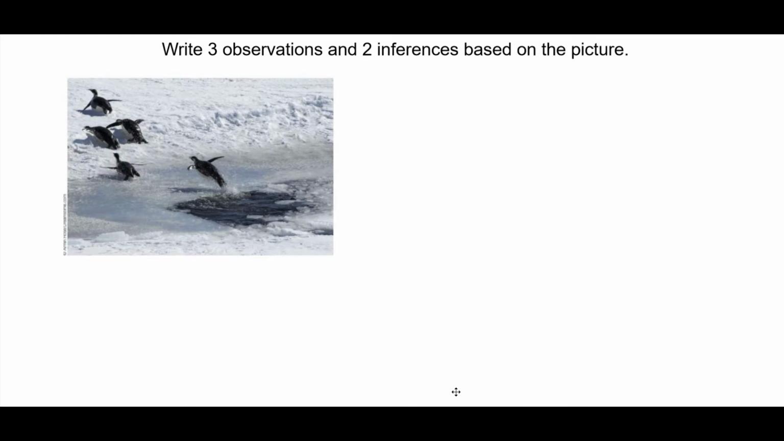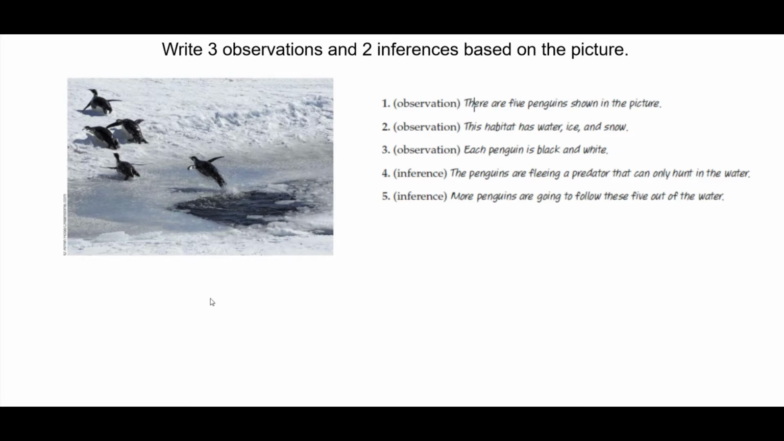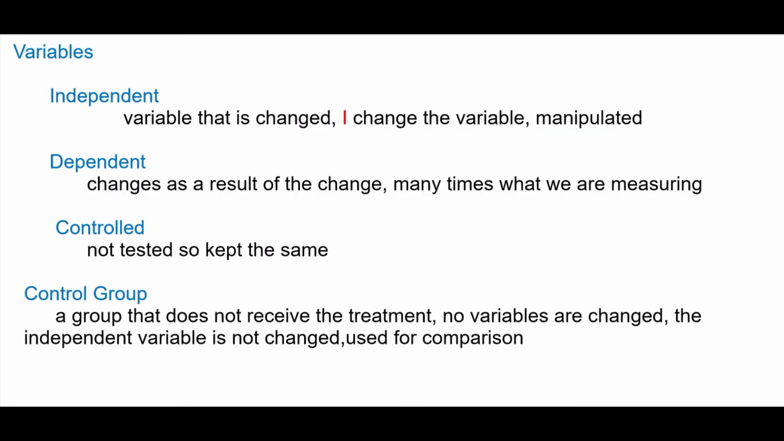Let's try it again. Here's the picture, and I would like you to again write 3 observations and 2 inferences. So it looks like there are 5 what appear to be penguins, and we have some water, ice, and snow. Each penguin is black and white. Some inferences are the penguins are fleeing a predator that hunts in water. Another inference: more penguins are going to follow these 5 out of the water. So notice that observations are things that you can see, very objective, and inferences are conclusions.